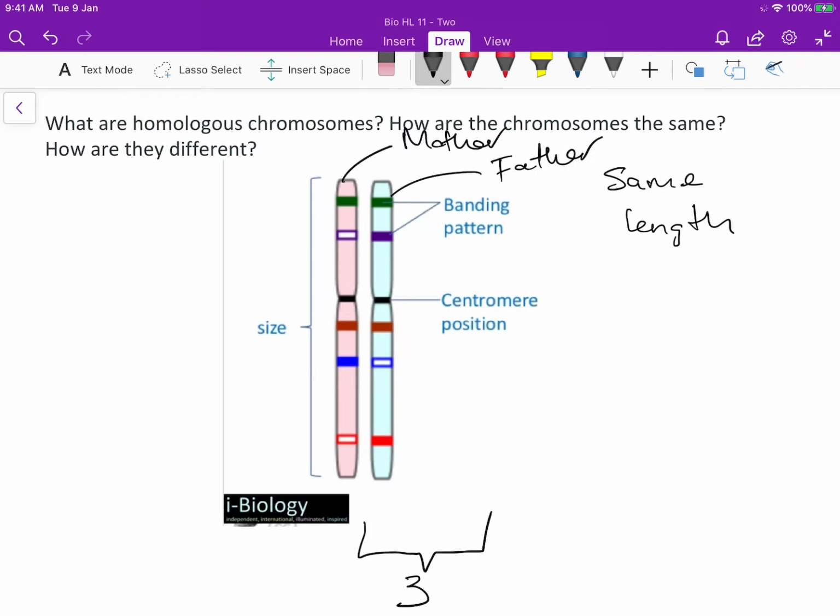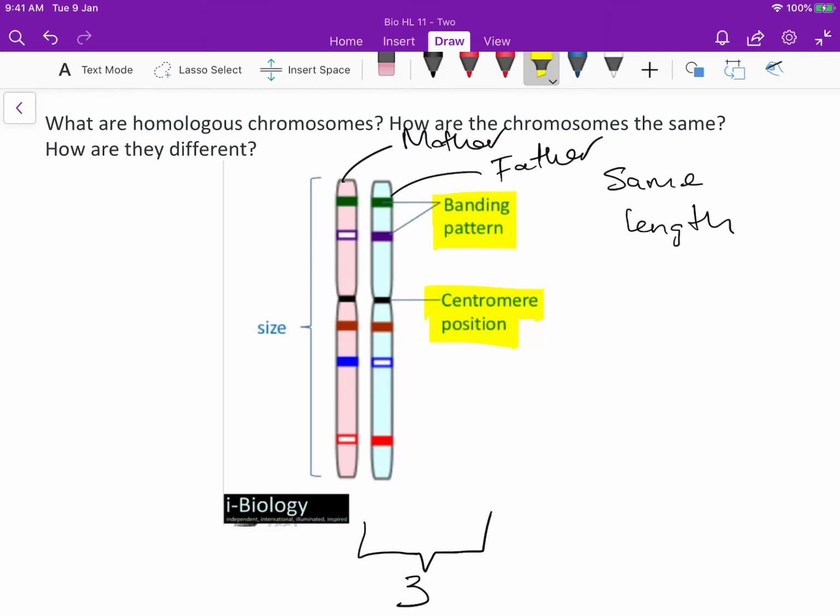Now we can see that they share a lot of things, and they share the same length, they're the same size, we could say. They have the same banding pattern. So if we stain them, they will have the same banding pattern. They all have the same centromere position because they are the same chromosome with the same genes at exactly the same point. So what is different about them?